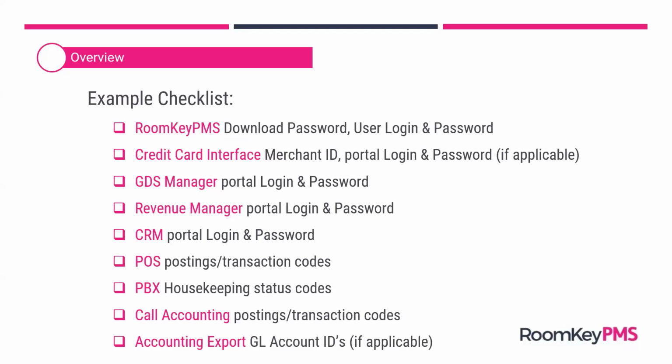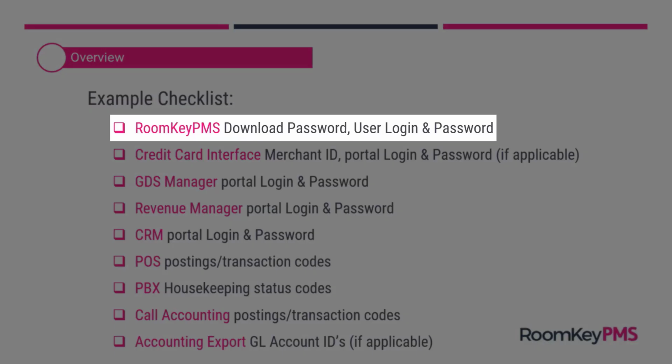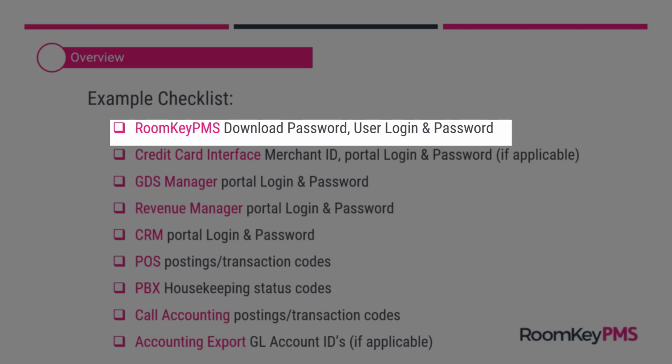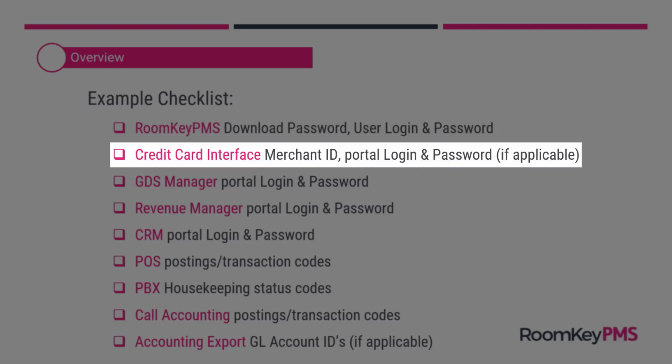Certainly, you want to make sure that you have access to RoomKey PMS. You need a download password, a user login, and password. You'll also want to make sure you have access to your credit card interface, knowing your merchant ID information, and in some cases, your portal login and password.